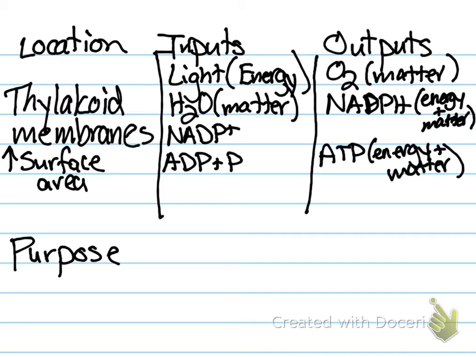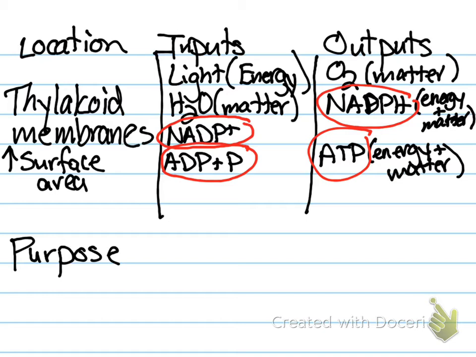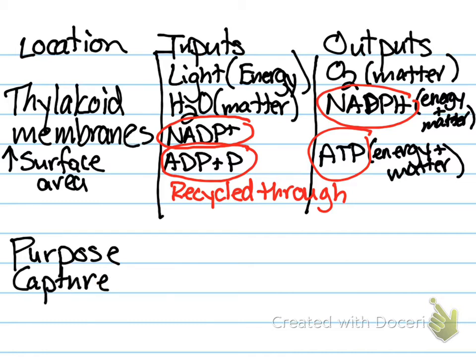Now the things that get recycled, our ATP is part of that recycling process with the ADP and P. And our NADPH is a molecule that gets recycled between the NADP plus form. So the red things are things that get recycled through the process, whereas the things in black come in or go out totally.